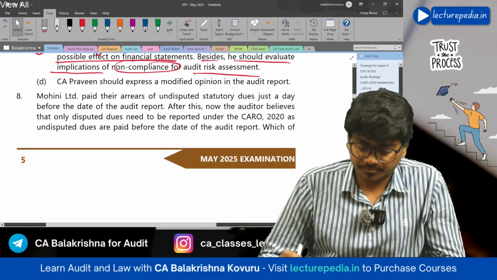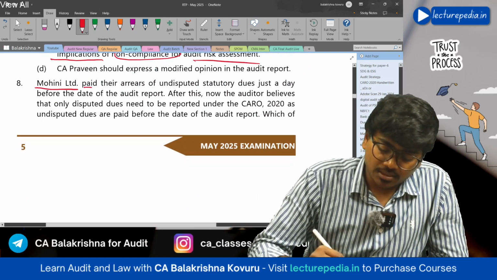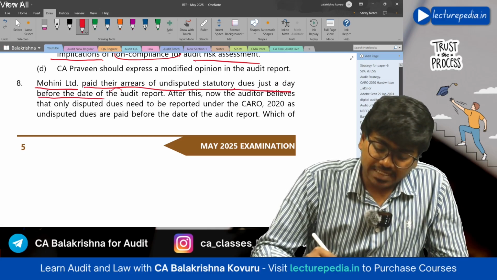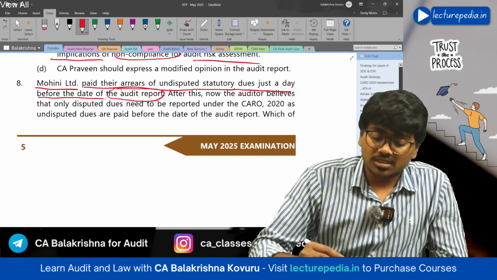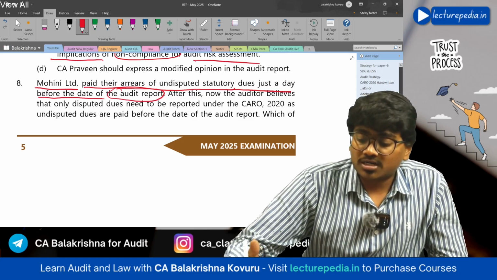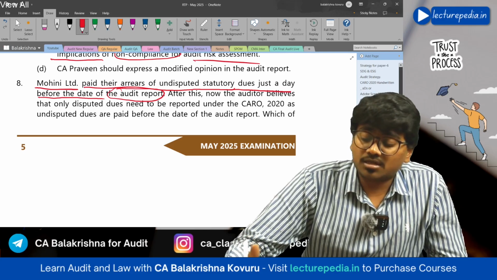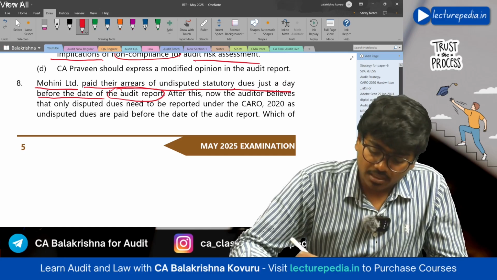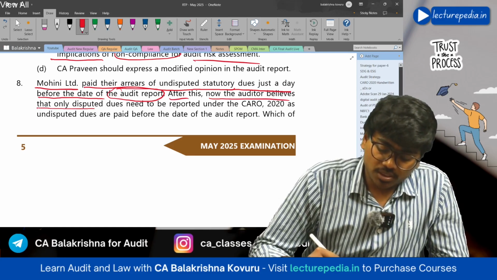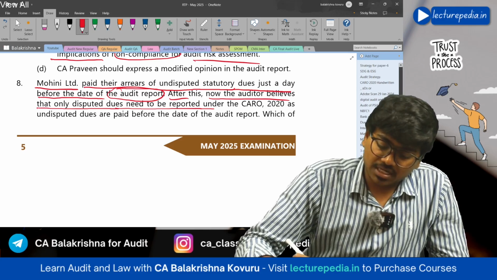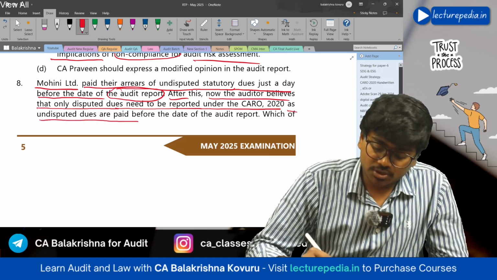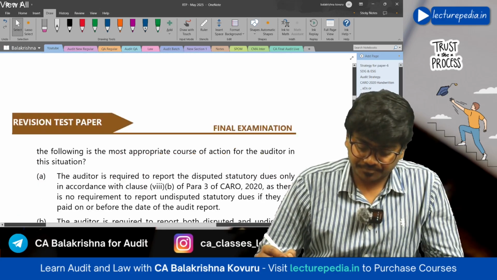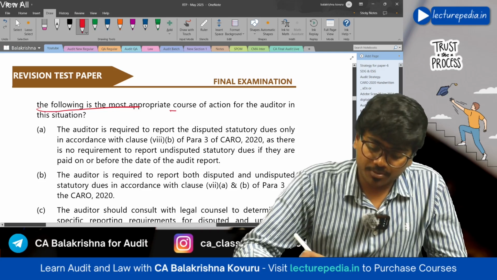Okay. Next, Mohini Limited paid their arrears of undisputed statutory dues just a day before the date of audit report. Now, these statutory dues are due as on the date of financial statements. They have been paid just before the date of audit report. After this, the auditor believes that only disputed dues need to be reported under CARO 2020, as undisputed dues are paid before the date of audit report. Which of the following is the most appropriate course of action?